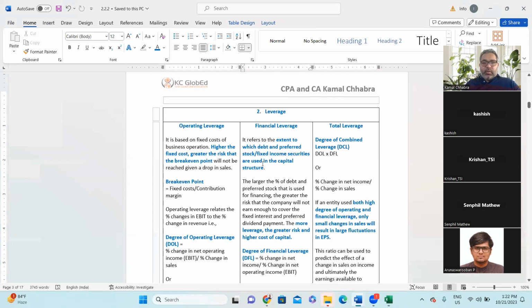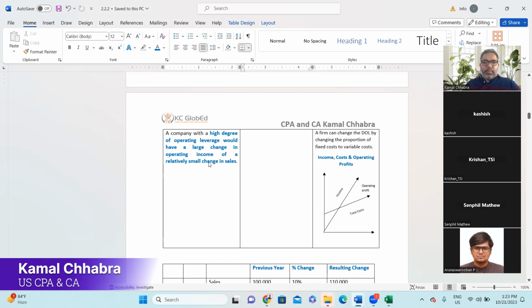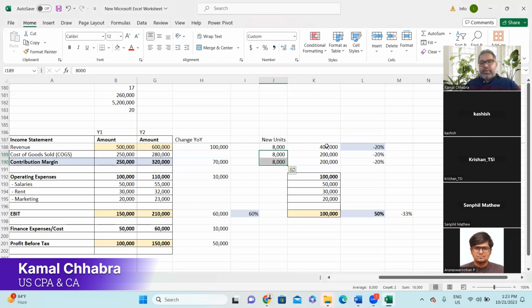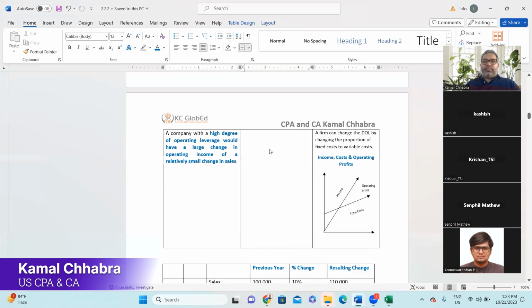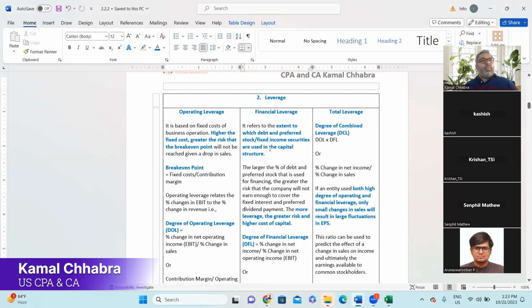Okay. So now coming to one more thing. A company with a high degree of operating leverage would have a large change in operating income for a relatively small change in sales. This is what we were describing. A small change in sales will have a larger impact on earnings before tax, right? If I do a 10% change in 11,000, it may have a 17% change, right? So far so good on operating leverage. Any doubt here before I jump onto financial leverage?